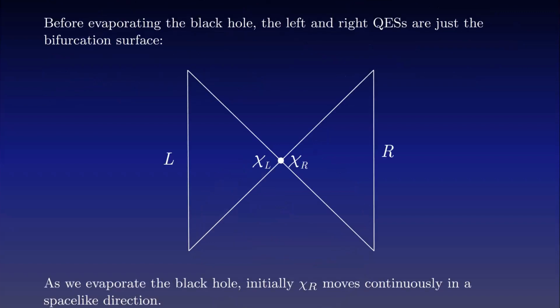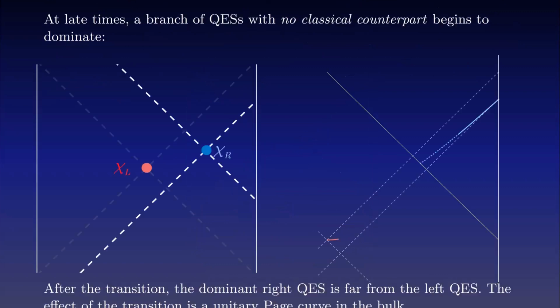Okay, so now we have our quantum extremal surface prescription. We have our evaporating AdS black hole. Let's go ahead and put this to work. So initially, when we evaporate the black hole, the quantum extremal surface of the right side moves continuously in a space-like direction. And so that's what is going on down here. But eventually, at late times, there is a branch of quantum extremal surfaces that are not anywhere close to a classical extremal surface, and that begins to dominate. So that is what this surface over here is doing at late times.